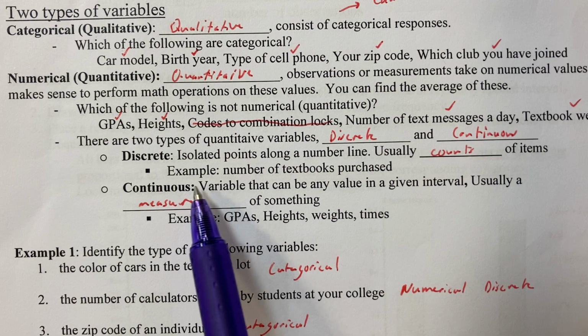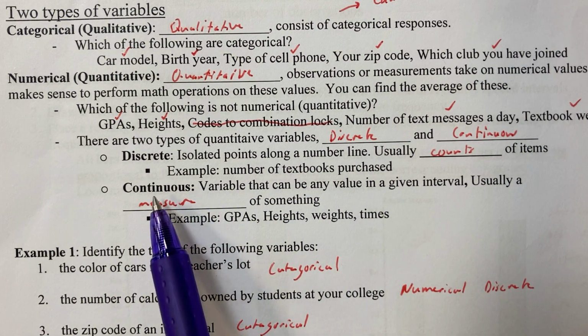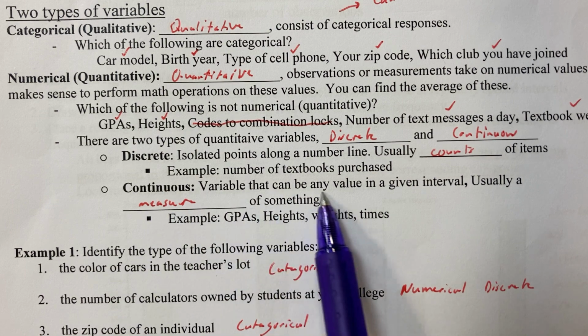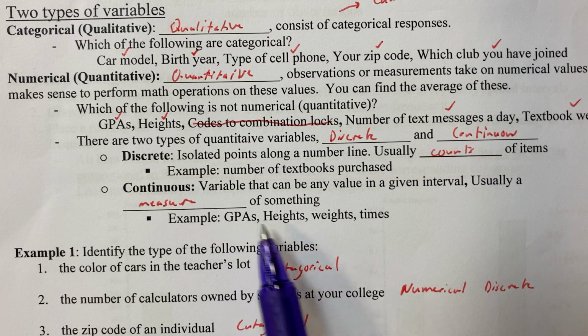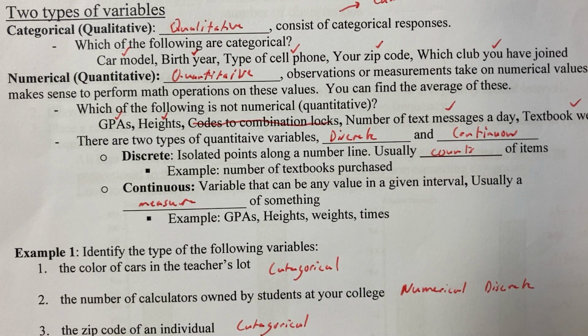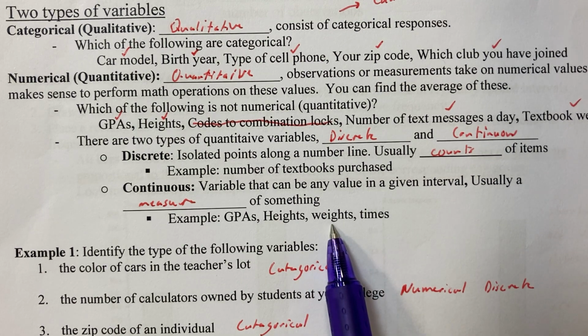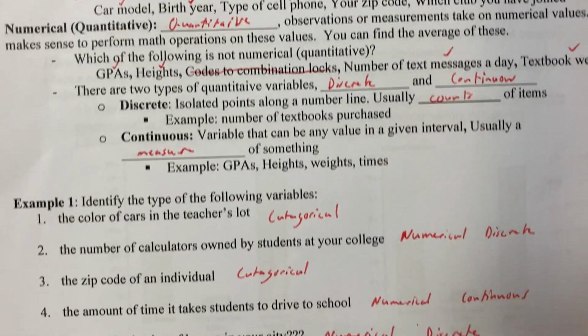91%. Anyway, number of textbooks purchased. You count them. Continuous, however, you have to typically measure. GPAs are measured. Heights are measured, weights are measured, times are measured. And it can take on any value. You can have a weight of exactly 50 kilograms. You can have a weight of exactly 50.000001 kilograms. You can take on any weight, you measure it.